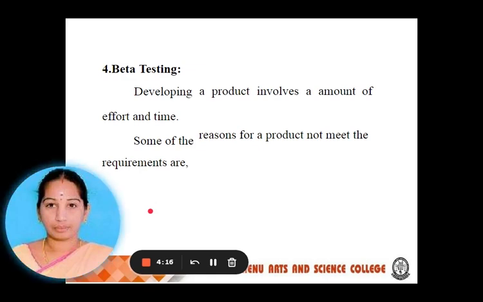Next one is beta testing. Developing a product involves an amount of effort and time. There are some reasons a product may not meet the requirements. So in beta testing, the product is used in the user's environment to uncover any bugs or issues. If we check a product ourselves, we can't find all errors or bugs. If we check a product in the customer environment, some defects may occur. So what are the reasons?